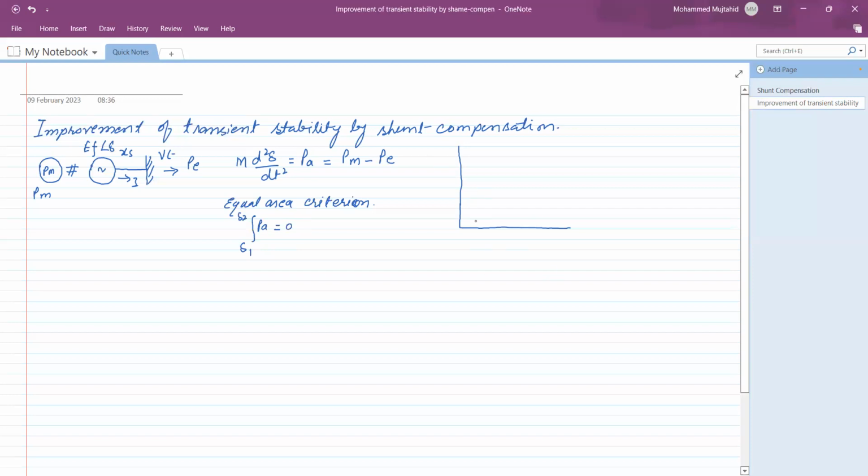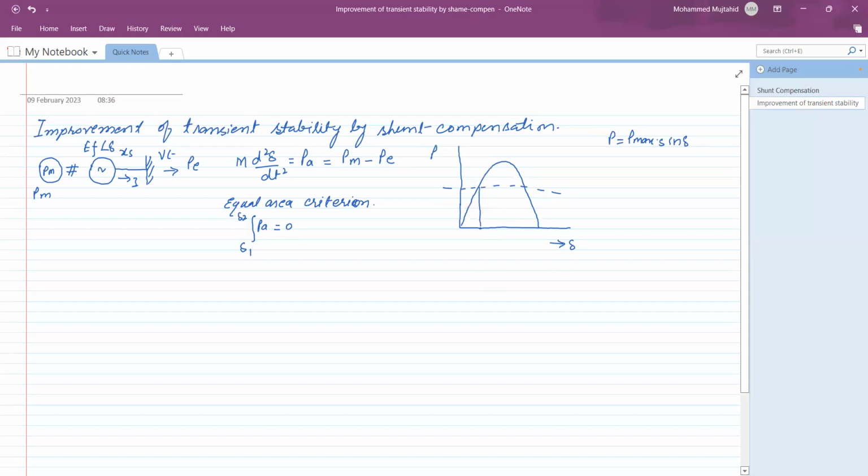So say this is the curve which we have considered, P is equal to P maximum into sine delta. The same thing is there. This is the P maximum, this is the angle delta, and this is P. And we are operating over here. Let the fault occur at this point.